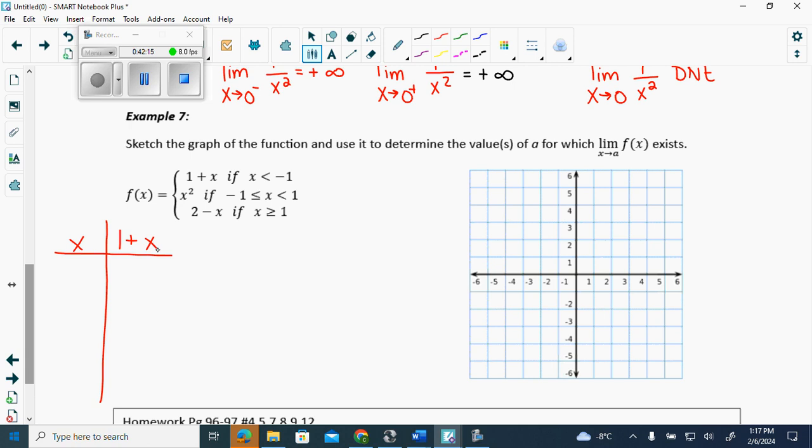So if I have 1 plus x and it's less than negative 1, I'm going to start at negative 1 first. And I'm going to go 1 plus negative 1, and I'm going to get 0. And it's going to be an open dot because that's not equal to. Do you agree? Start negative 1 and 0, open dot.